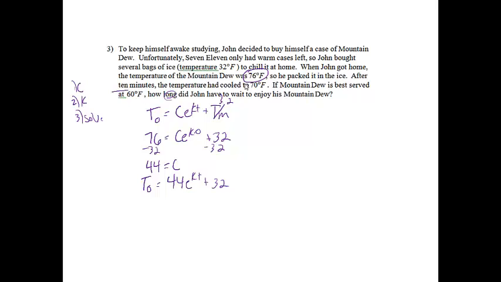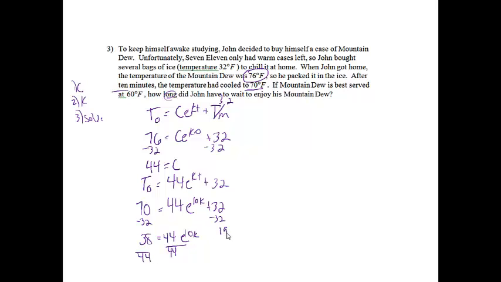So I found C. Next I'm going to find K. I know that after 10 minutes the Mountain Dew had cooled to 70. So the temperature of my object will be 70, and then 44 e to the 10k, because I'm putting in 10 for the t. I'm going to subtract 32, and when I do that, I'll get 38 equals 44 e to the 10k. And then I'm going to divide by 44.